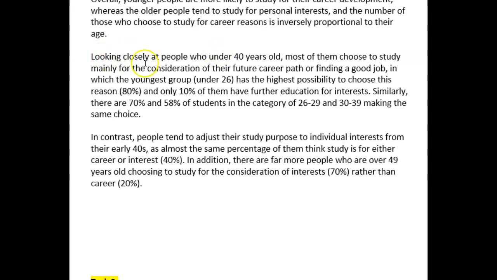So looking closely at people under 40 years old, most of them choose to study mainly for the consideration of their future career path or finding a good job, in which the youngest group, under 26, has the highest possibility to choose this reason, and only 10% of them have further education for interests. Okay, so what I'm seeing here is that you really put in a lot of information in one sentence. You needed to break it down into smaller, more manageable parts, because when you get into this level of complexity, it's very easy to make mistakes, and that is what has happened here.